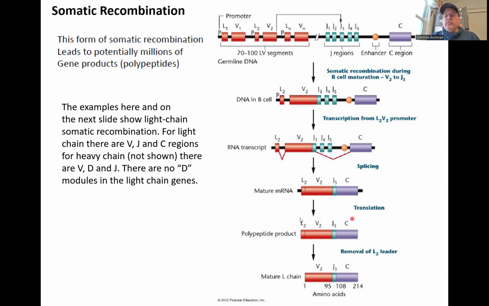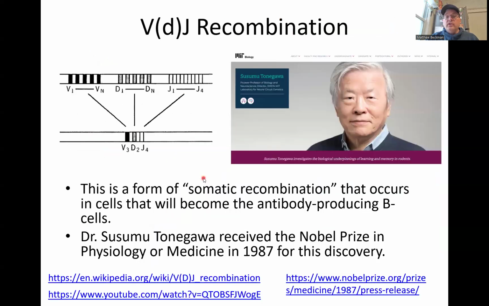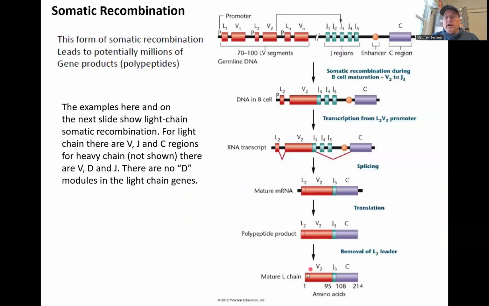That gets translated into protein. The leader sequence, the L2, is removed. So we have a variable region, a joining region, and a constant region. Let's go back and look at the light chain a couple slides back. We've got the variable region, hypervariable. I think that's equivalent to joining, or it's close to that. And then we have the constant. So those three regions were formed here.